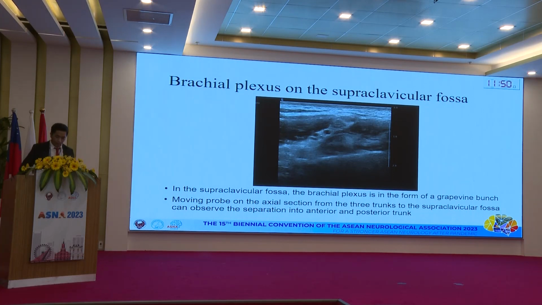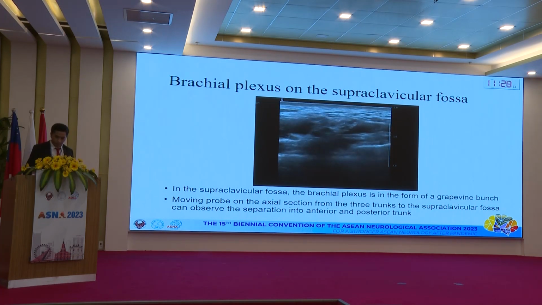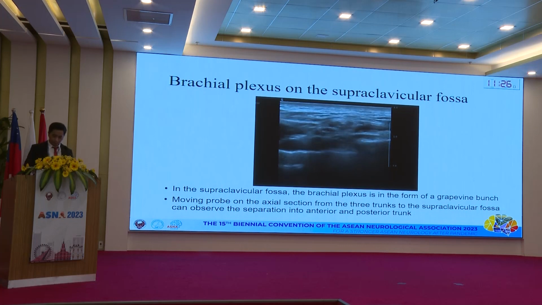In the suprascapular fossa, the brachial plexus looks like a bunch of grapes. We move the probe in axial section from the trunk to the suprascapular fossa. We can observe it separate into anterior and posterior divisions. You can see like this, it becomes like a grape bundle.